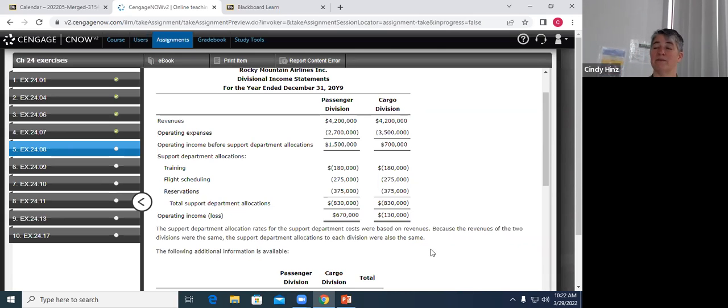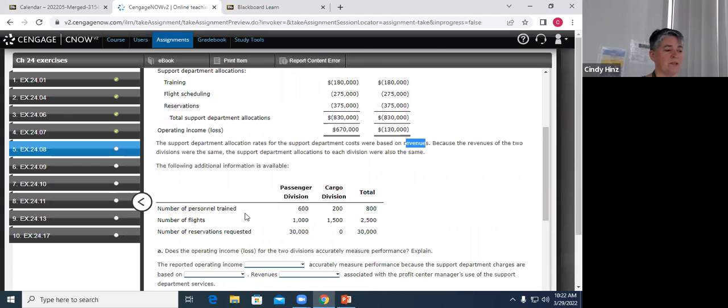I'm not suggesting, because we haven't gotten there yet, that it's wrong that the cargo division is showing an operating loss. The manager of the cargo division is going to be evaluated negatively based on that. Hey, your division's losing money. What's going on here? But what I am suggesting is revenues may not be the most accurate way of splitting or sharing those support department costs. As we scroll down, what do we see here?